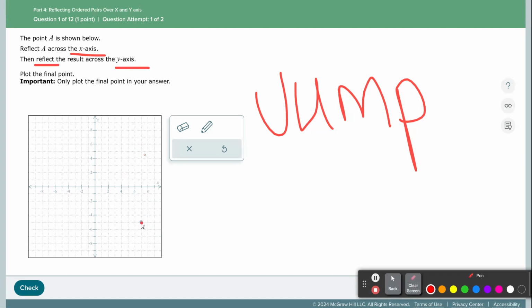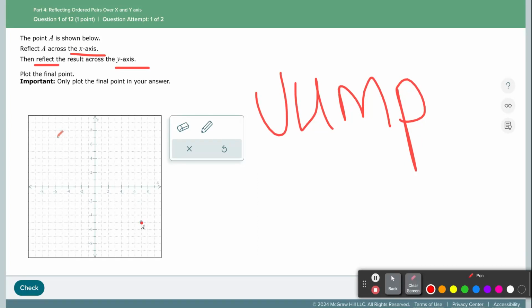Then I need to jump over the y-axis. So this is the y-axis, so that means I need to jump over here. You're always jumping over that line. Your fingers should cross over that line. I'm not going to have you cross over catty corner, so if you find yourself doing that, you've done something a little oopsie. Again, starting off at A, I'm going to jump across the x and then jump across the y. Then plot the final point.